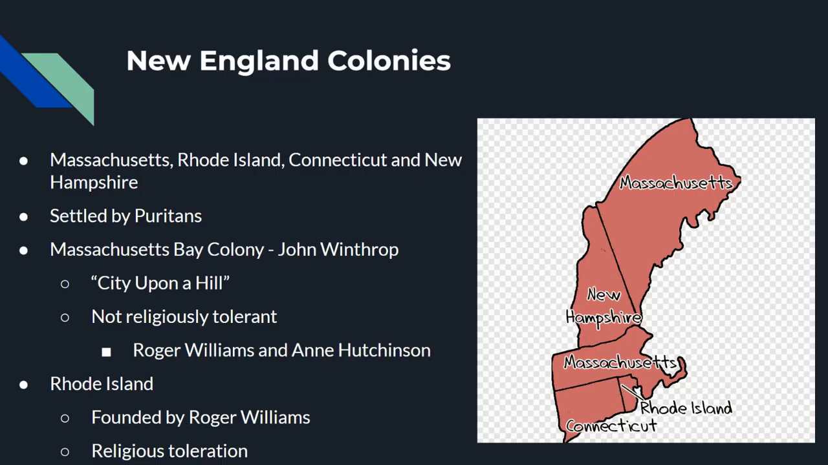First, let's talk about New England. It's made up of Massachusetts, Rhode Island, Connecticut, and New Hampshire. And you can see there's no Maine at the time. Massachusetts looked a little bit funky.